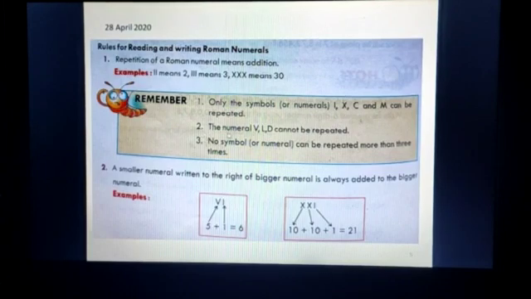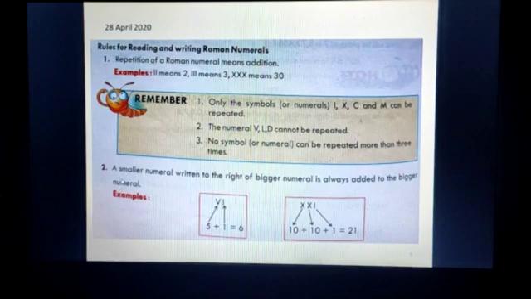Next, second point, the numerals V, L, D cannot be repeated. These 3 alphabets cannot be repeated. These 3 Roman numerals can be used only one time. No symbol can be repeated more than 3 times. Okay, so remember these 3 points.